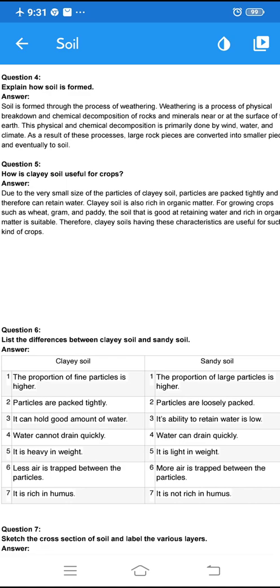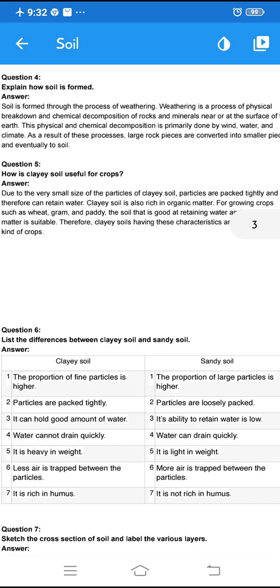Okay, so what is weathering? Weathering is the process of physical breakdown and chemical decomposition of rocks and minerals. So in the weathering process, physically a breakdown takes place, and chemical decomposition of the rocks and minerals takes place. Hence, weathering is the process of physical breakdown and chemical decomposition of rocks and minerals near or at the surface of the earth.